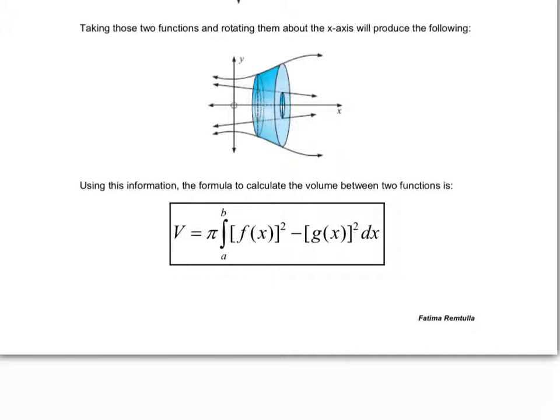So basically, what we come up with is the formula to calculate the volume between two functions or two curves. So that's the volume is equal to pi, from a to b, of the top function squared minus the bottom function squared. So notice that each function is squared on its own and then we're subtracting.